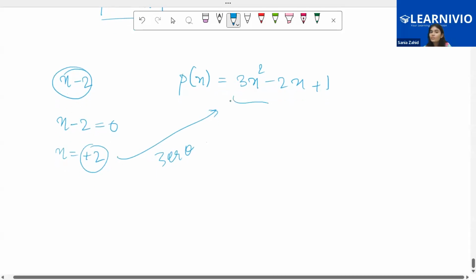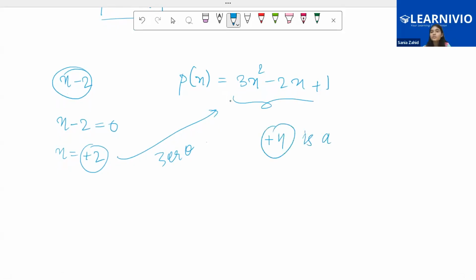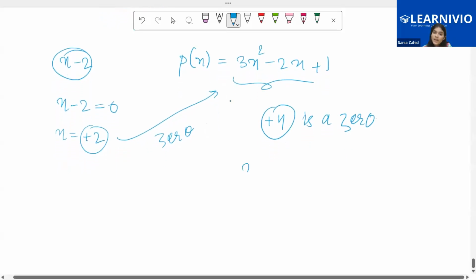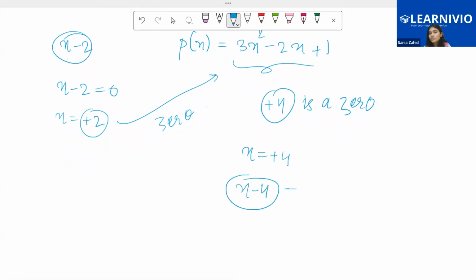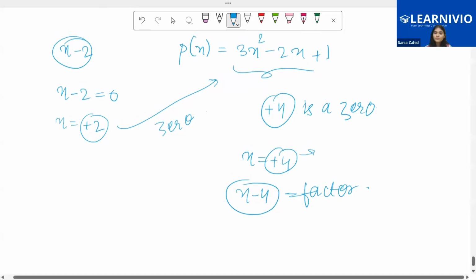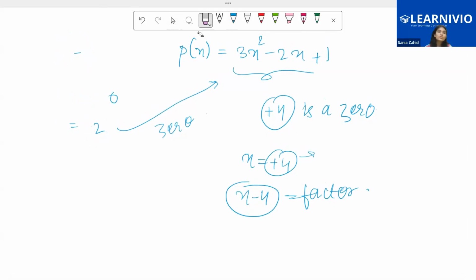You can also say it in the reverse way. For example, I say this is your polynomial and I say plus 4 is a 0 of the polynomial. So if plus 4 is a 0, that means x is equal to plus 4. That means what is the factor now? x minus 4 is the factor. So this is the factor and 4 is a 0. You understood now? Clear or not, Umair? Clear, ma'am. Okay.